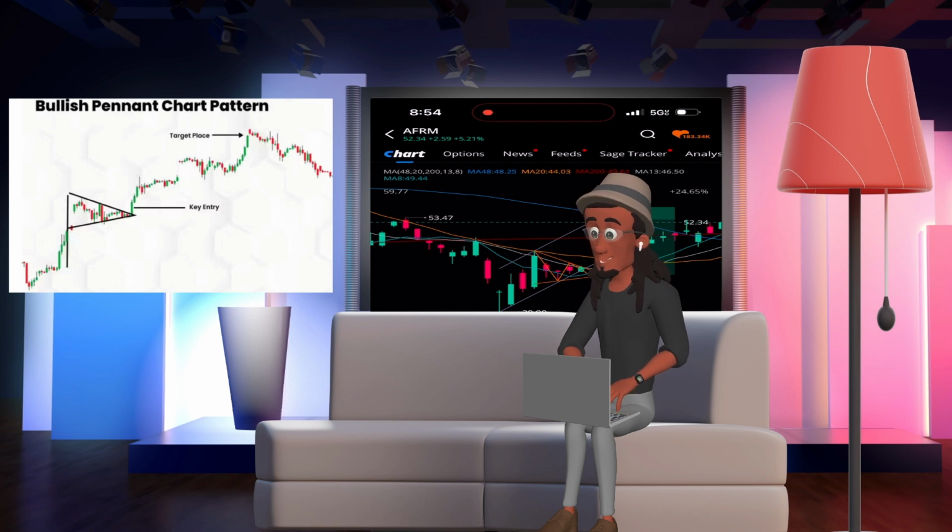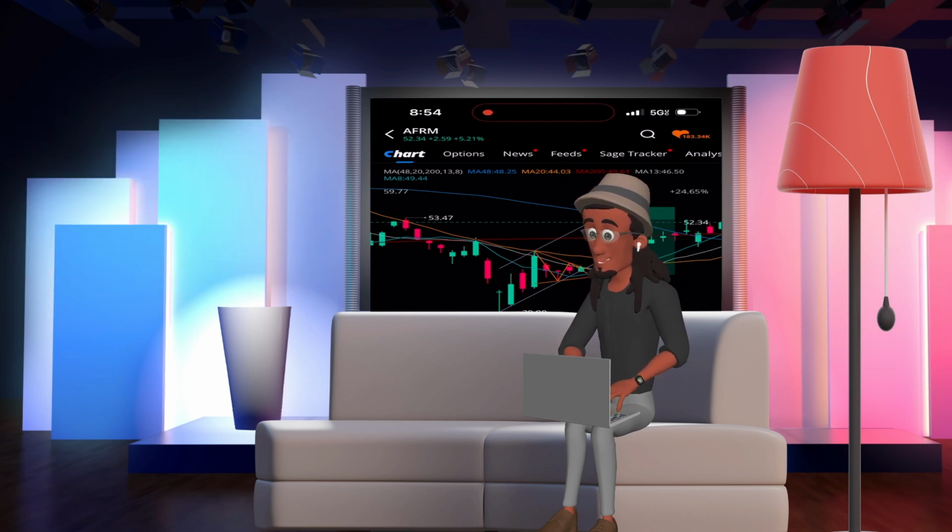But let's find out more about what a pennant actually is from the daily chart. Now keep in mind, these are patterns on the daily chart, and Webull is only showing us the indication for the pattern on the daily chart, not the smaller time frame. So that's important to note. All right, so what is a pennant?